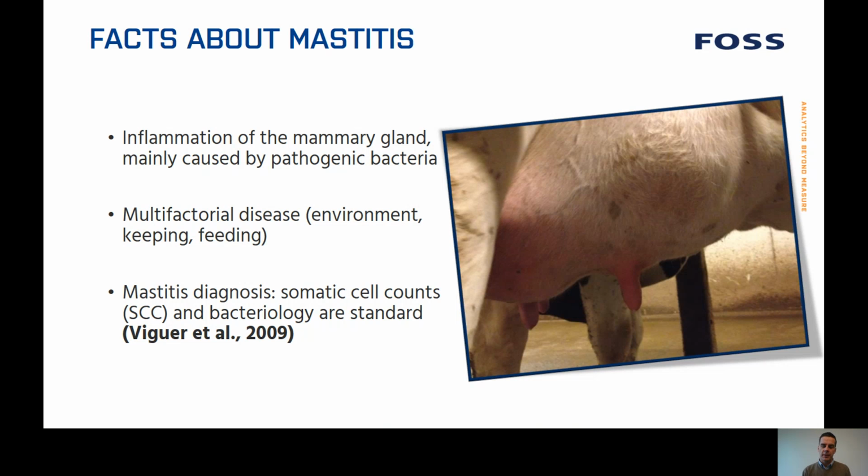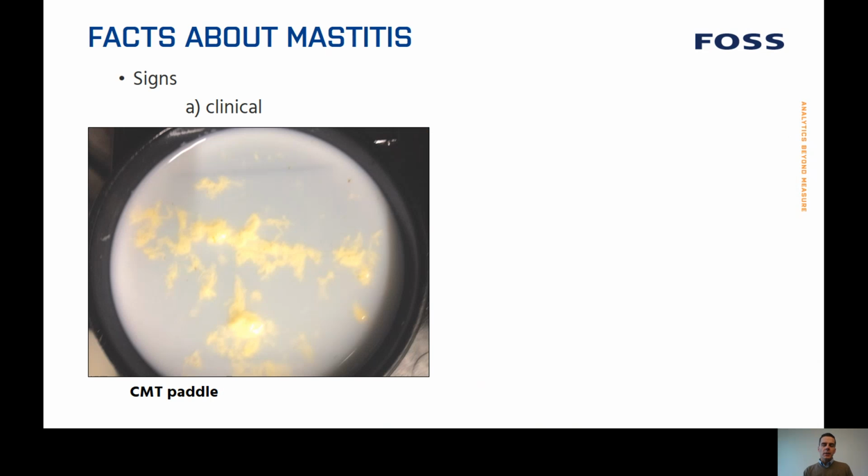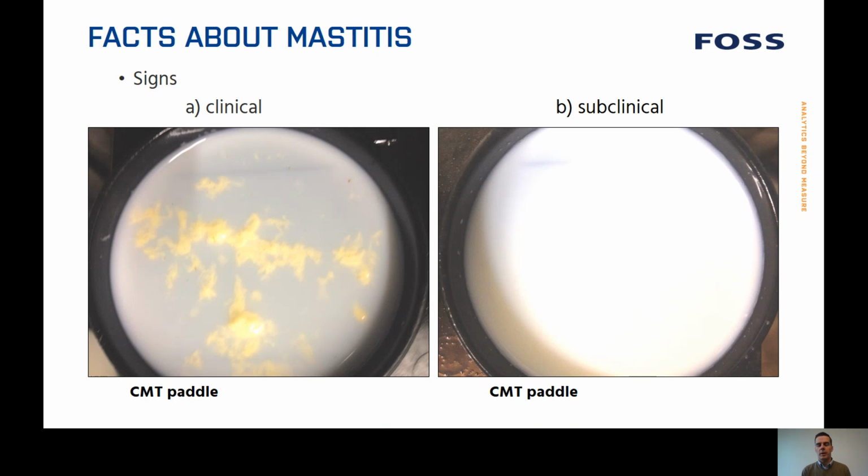Mastitis diagnosis as such is based on somatic cell counts and also based on bacteriological testing where the actual mastitis causing pathogens are identified. Signs of mastitis can be different. In case of clinical mastitis, we can fairly easily detect flecks in the milk of the cows. So there are some very apparent alterations in the milk.